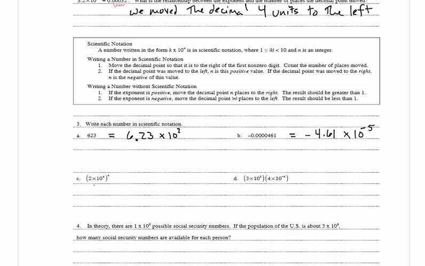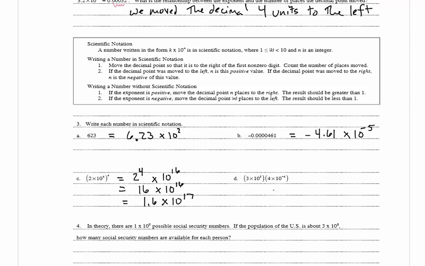C is 2 times 10 to the fourth raised to the fourth. So that's going to be the same as 2 to the fourth times 10 to the 16th. And 2 to the fourth is equal to 16. So we have 16 times 10 to the 16th. And we need to move our decimal place 1 unit so that we have 1.6 times 10. And if we moved it 1 unit, we would need to add 1 to our exponent and have 17 instead of 16.